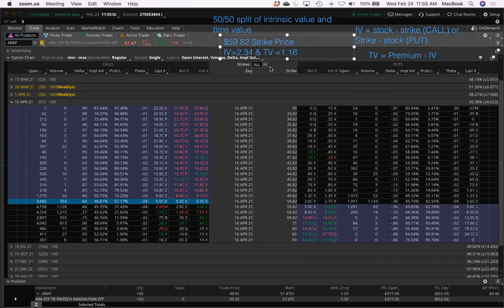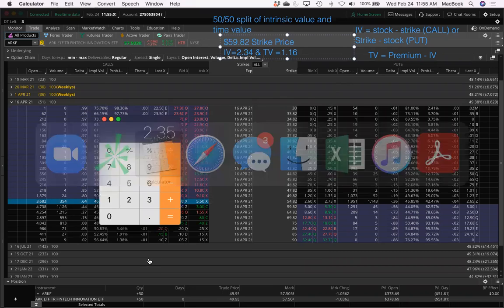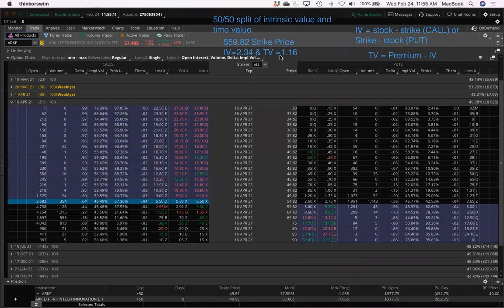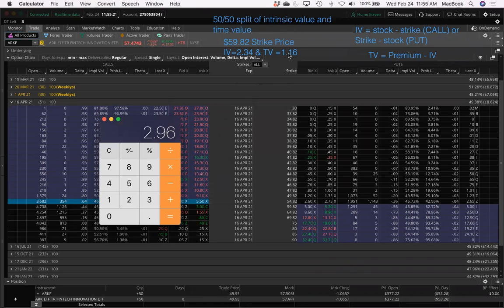It's premium minus the intrinsic value. So what is our premium here? Our premium on 59.82 is 5.3. So 5.3 minus $2.34 equals $2.96. Okay. So again, let's do the math based off what we know. $5.30 is the premium, and intrinsic value is 2.34.